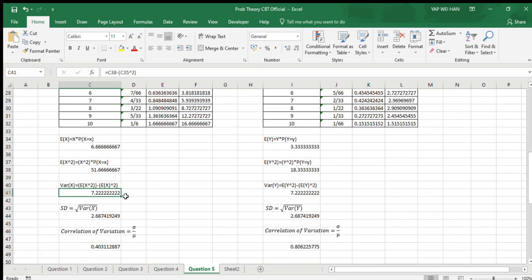Variance is not the thing we want. Actually, we are not interested in variance. We actually want the standard deviation, which is the square root of variance.